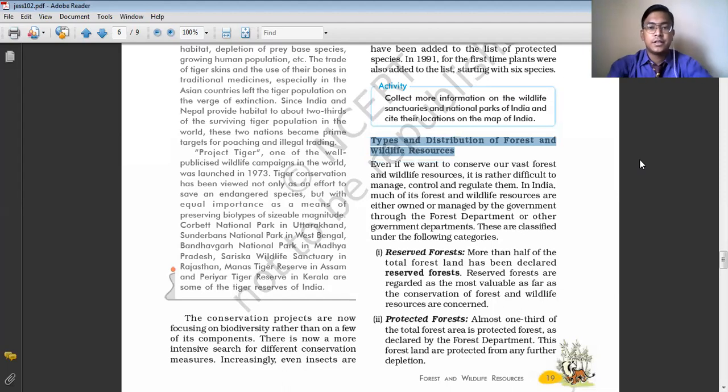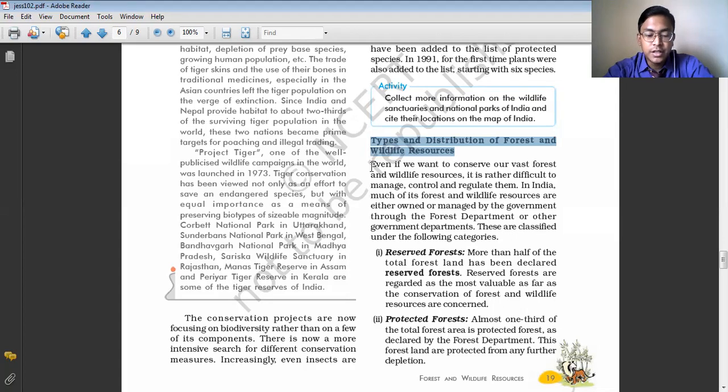So students, I'm going to start the types and the distribution of forest and wildlife resources from chapter number 2, forest and wildlife resources. Okay. And today we are going to discuss the different types of forest, and also their distribution. So let us start with this topic about the types and distribution of forest and wildlife resources.